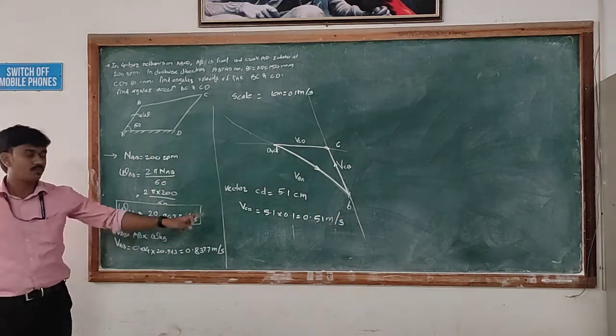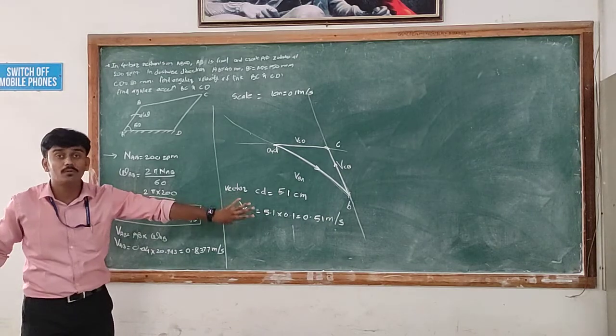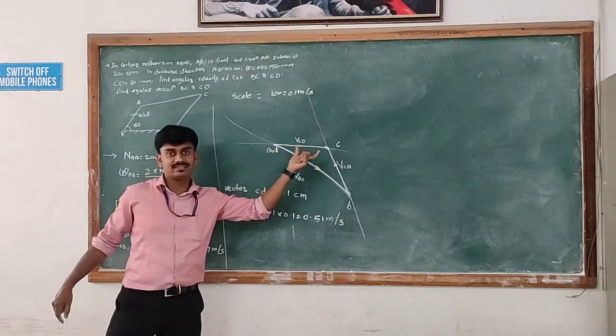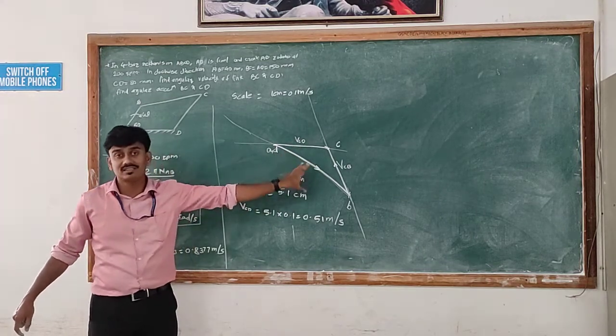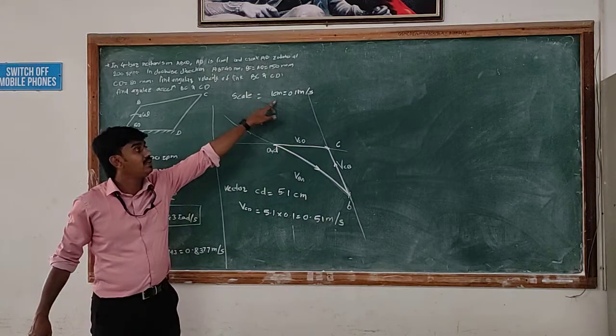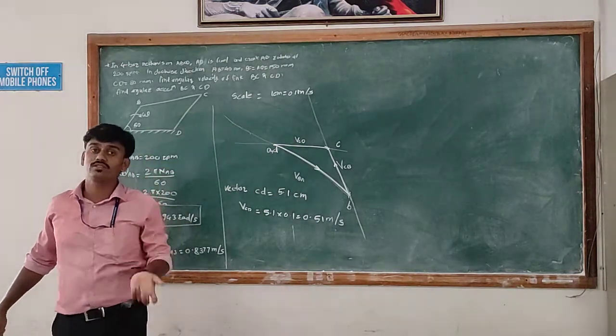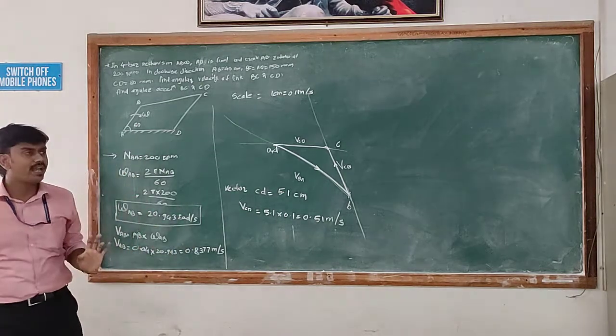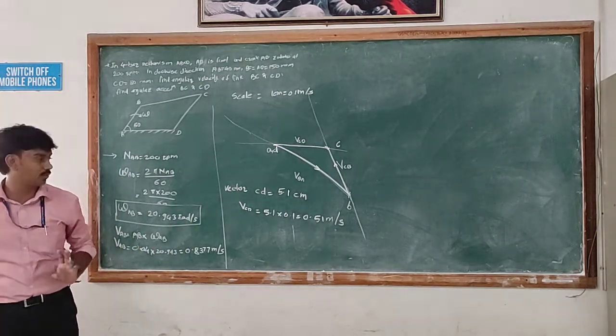Okay. How do we calculate the velocity of the link CD? First of all, we measure this vector by using a scale. It becomes 5.1 centimeter. Multiply this 5.1 centimeter by the scale, then we will get the velocity of the link CD.